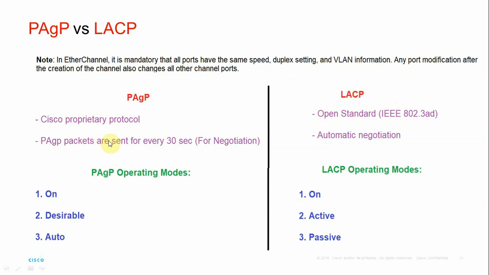Okay, then PAgP packets are sent every 30 seconds for negotiation. So one link has to ask the other whether you are ready to form the EtherChannel. This is negotiation, so for that, PAgP packets are sent every 30 seconds. Here it is automatic negotiation, and the operating modes are on, desirable, and auto. Both sides of the link should be on, desirable, or auto. For LACP, the operating modes on both sides of the link should be on, active, or passive. We'll see those modes.